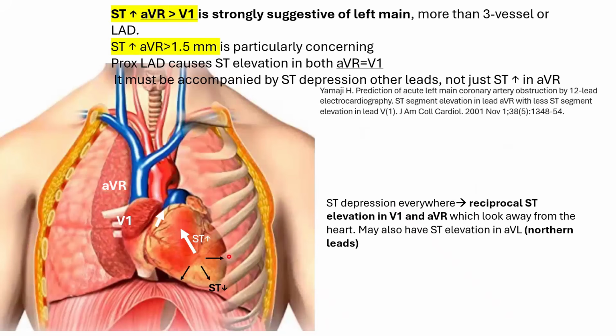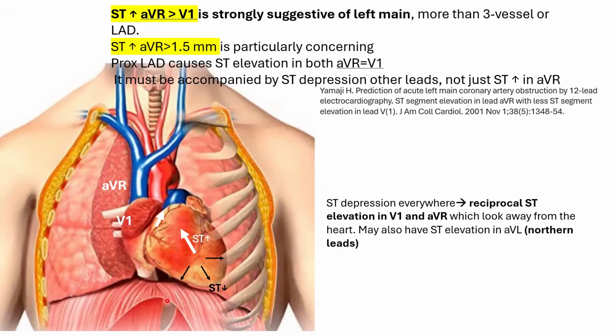Now, the explanation for that pattern is when you have diffuse subendocardial ischemia in all leads, you have an ST depression vector that is in this direction. And you get reciprocal ST elevation in the northern leads, in the leads looking away from the heart, such as V1 and aVR, and sometimes in lead aVL, the so-called northern leads. So you get that northern ST elevation. In addition, injury at the base of the heart from critical left main or proximal LAD will cause ST elevation in those northern leads, V1 and aVR.